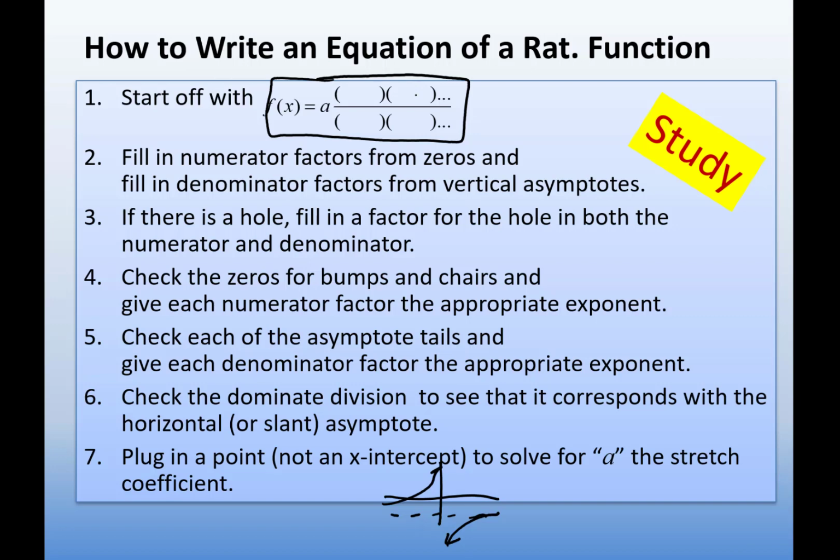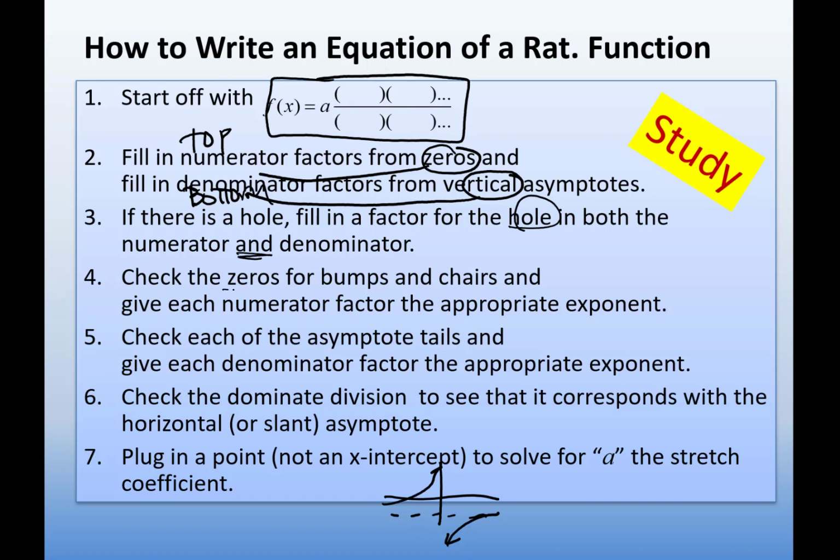So another thing we know is the zeros relate to the top. So anything we know about zeros in the graph is going to tell us about linear factors in the top, or the numerator. Vertical asymptotes, everything we know about that goes to the bottom. And so we're going to use those big clues to help us write the equations. If there's a hole, that means there's a factor in the top and the bottom. Same factor.